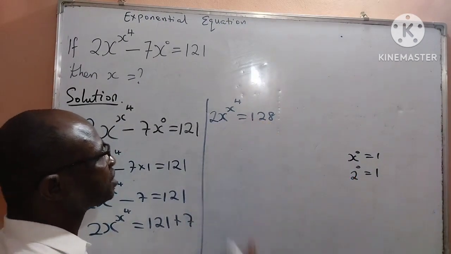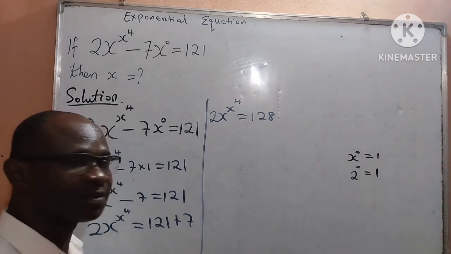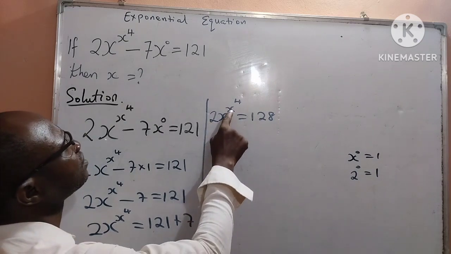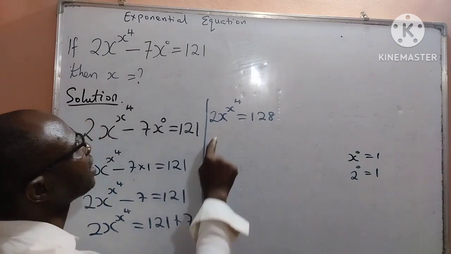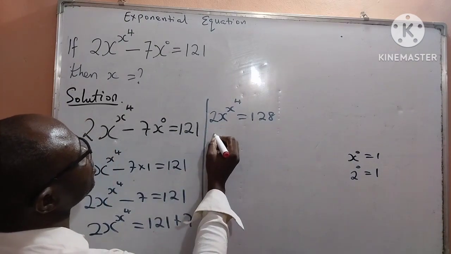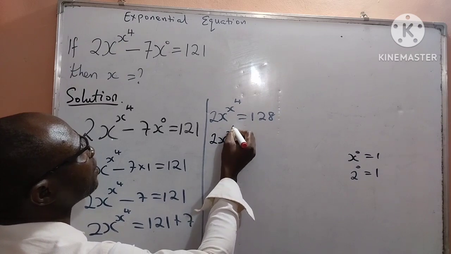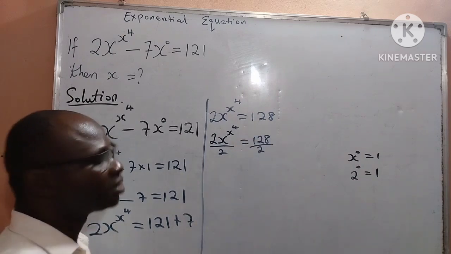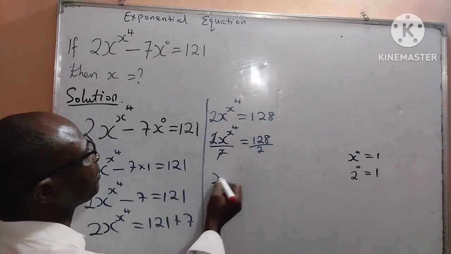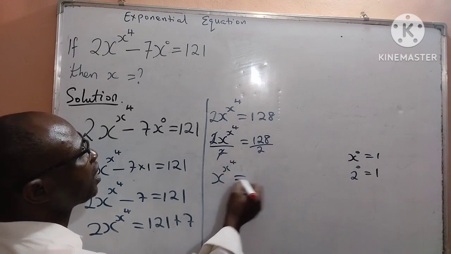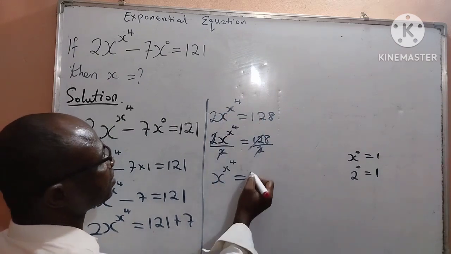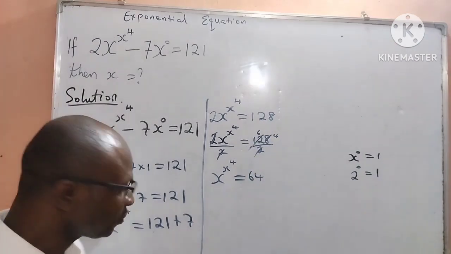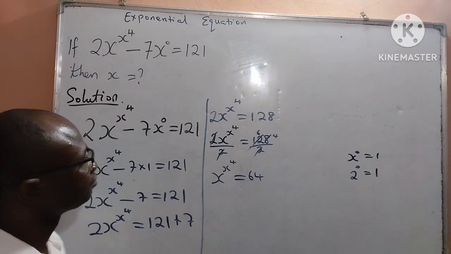Alright, at this point I can divide both sides by 2. The reason is because I have a coefficient of 2 on the x to the power 4 term. I want to divide both sides by 2, and this is going to be 2x raised to power x raised to power 4 divided by 2 is equal to 128 divided by 2. So 2 can now cancel 2, leaving me with x to the power of x to the power of 4 equal to 128 divided by 2, which gives me 64. Beautiful. Alright, it is moving with speed.